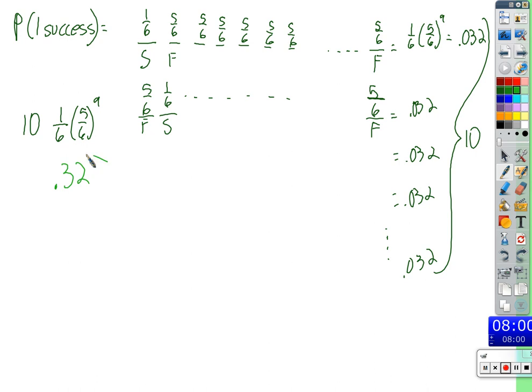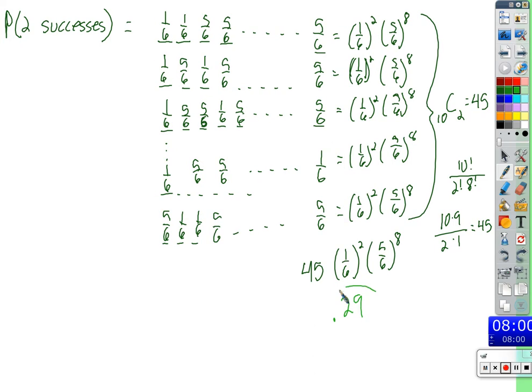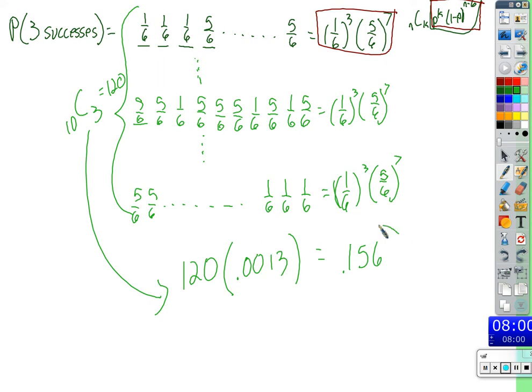You got 0.32. That's 1 success. You got 0.29. That's 2 successes. And we have 0.156. What has been most likely so far? 1 success, kind of like what we predicted, right? There are 6 rolls. Seems like you should get 1. Getting 2 is kind of pushing it.